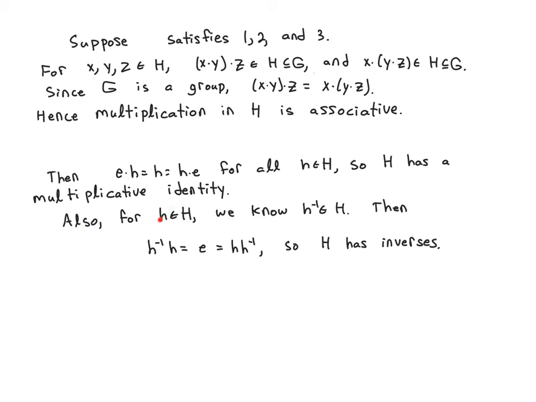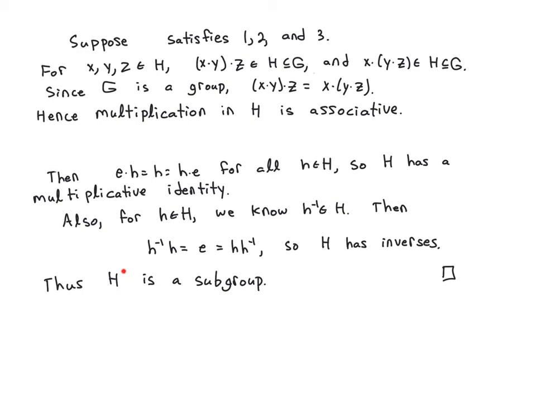So take an element of H. As an element of G, it has an inverse. And based on property 2 of the subgroup criterion, that inverse is an element of H. The obvious calculation still holds, and so the subset H has inverses. And so H is a subgroup because it inherits its multiplicative identity from the group G, and it inherits its multiplicative inverses from the larger group G.